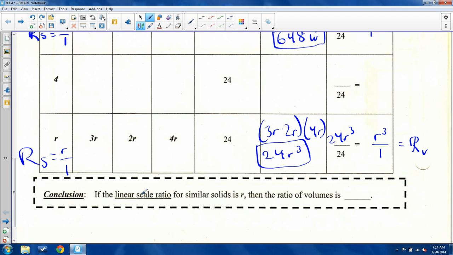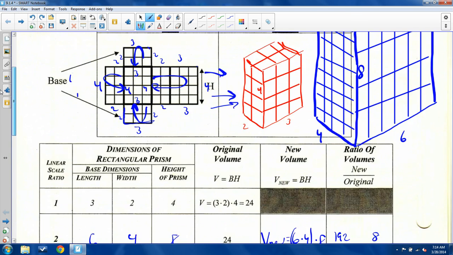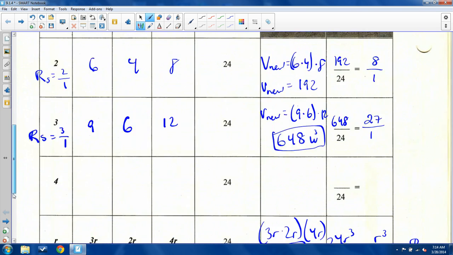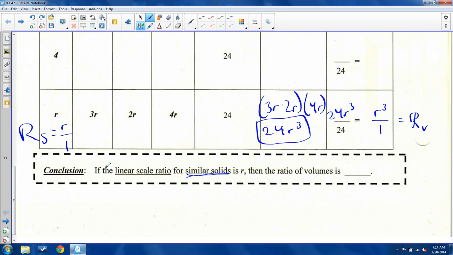If the linear scale ratio for similar solids is R, meaning if I grow every side by R amounts, now remember, the big part is these have to be similar, okay? Because everything has to grow by the same amount. These all grew by 2. If they don't all grow by 2, then they're not similar solids, and then you can't make a general conjecture about it, or a conclusion. If the linear scale ratio for similar solids is R, meaning if my scale ratio is R to 1, it could be 2 to 1, 3 to 1, 4 to 1, etc., then the ratio of volumes is R cubed.